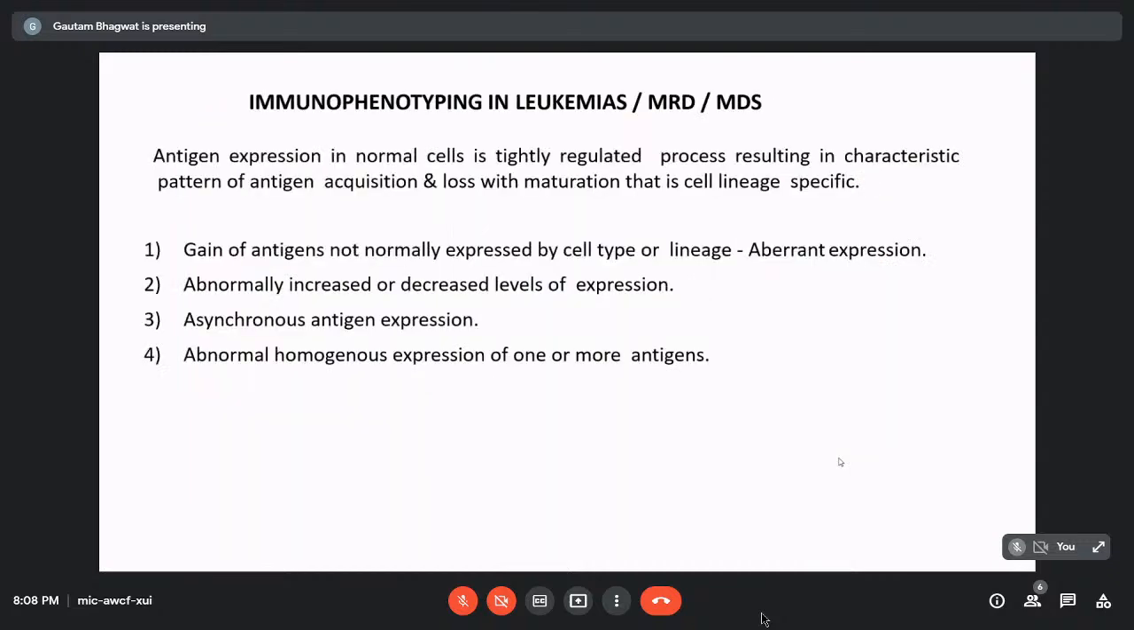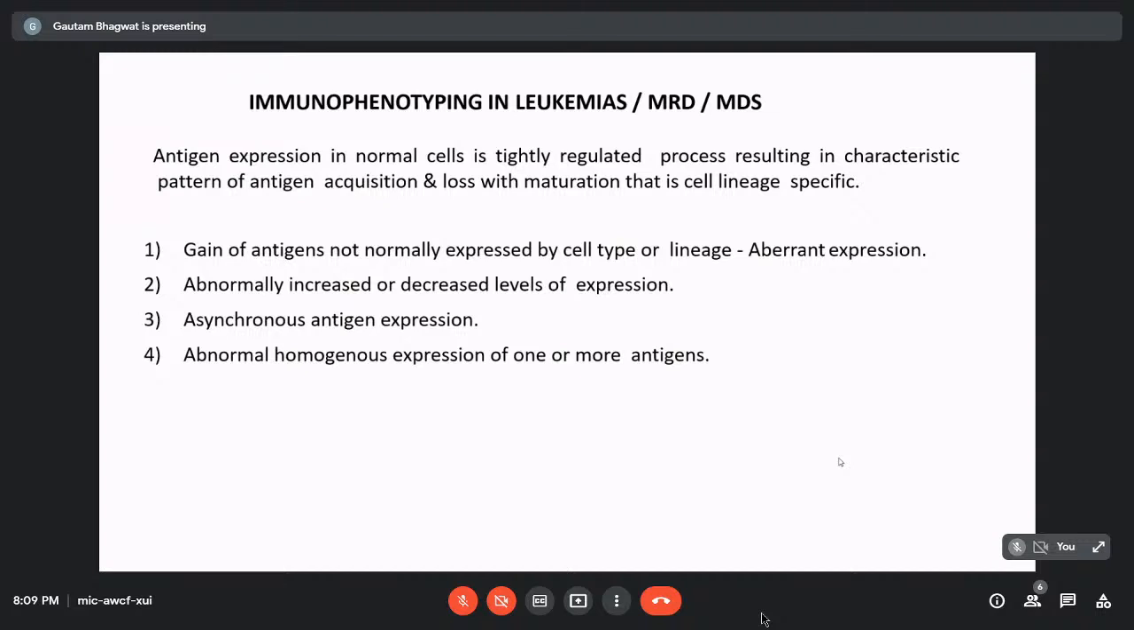So for immunophenotyping in leukemias, MRD and MDS, we need to know four things. One, there can be gain of antigens which are not normally expressed, that is aberrant expression. Two, increased or decreased abnormal expression. Three, asynchronous antigen expression, for example CD19 and CD10 co-expressing. And four, abnormal homogeneous expression of one or more antigens. So knowing this, knowing the normal maturation pattern, knowing the normal markers present, we can very well diagnose leukemia, MRD or MDS.